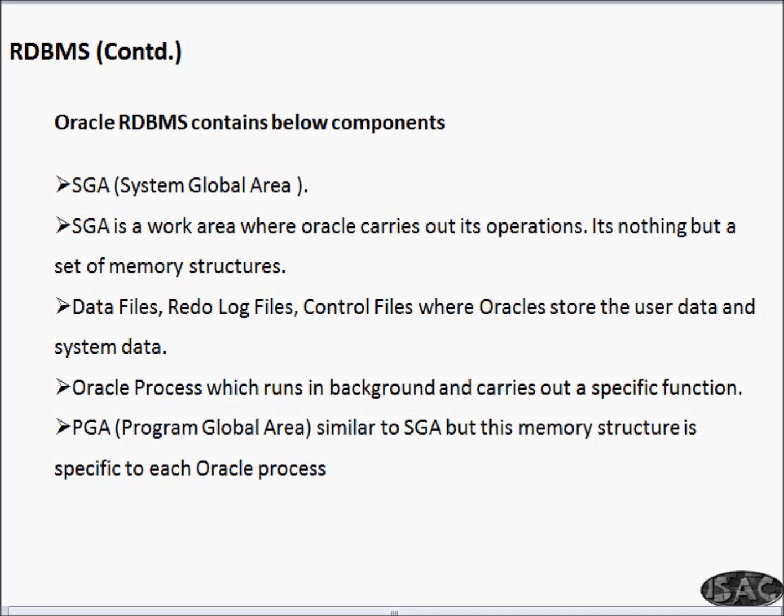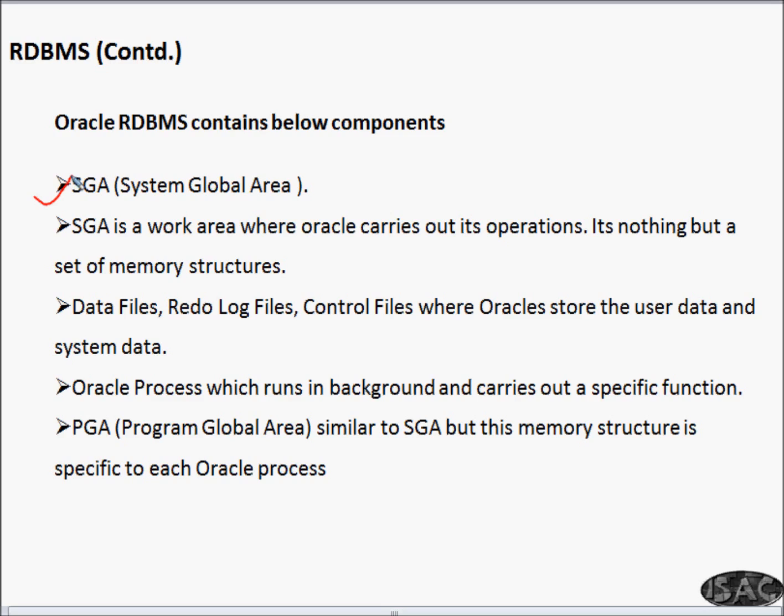Now, if we talk about Oracle, Oracle is an RDBMS which contains the following components. It has an SGA. SGA stands for System Global Area. SGA is like a work area where Oracle carries out its operations. It's nothing but a set of memory structures. It has a buffer cache, a redo log buffer, and some other structures. Even SGA has only that much stuff.